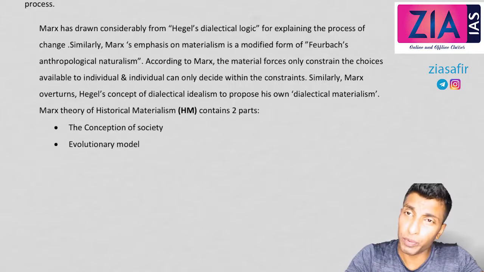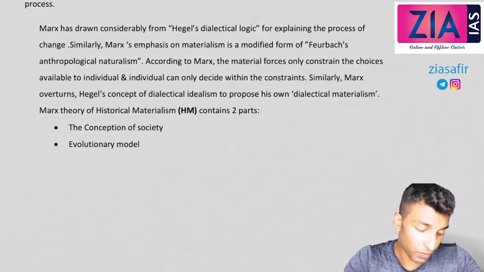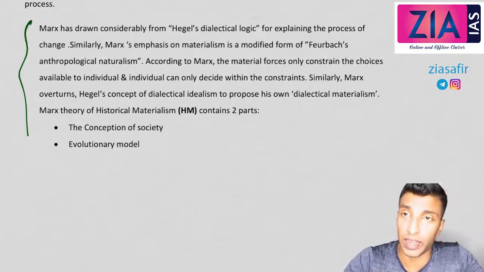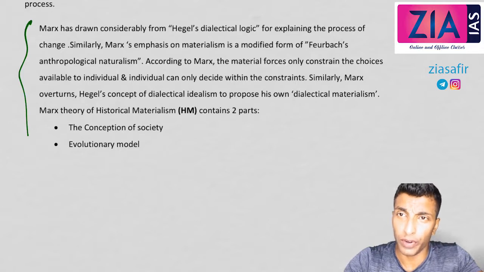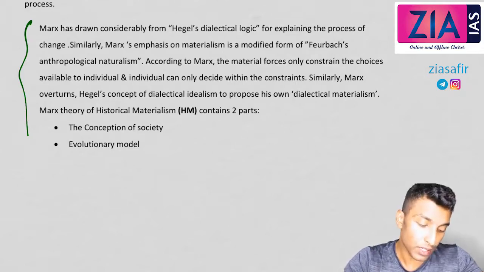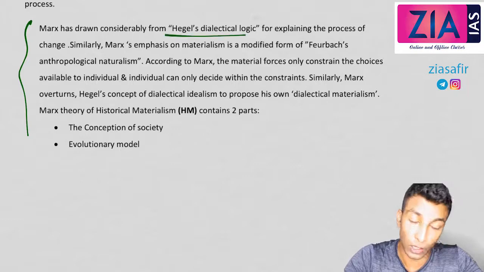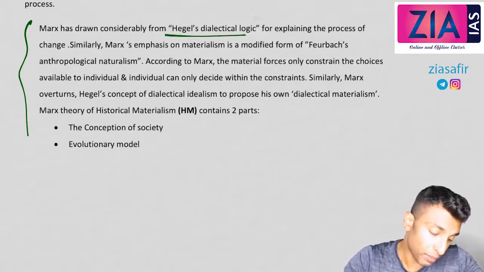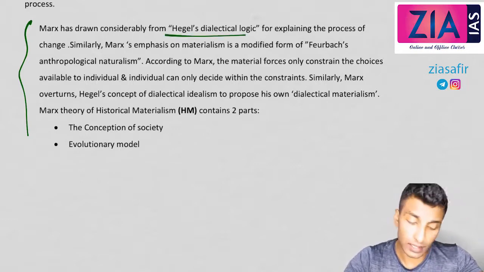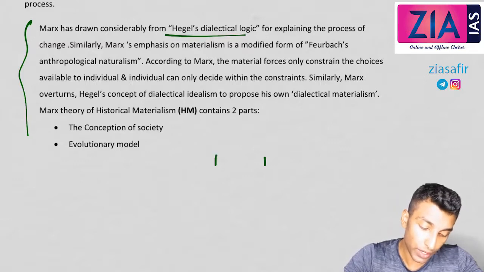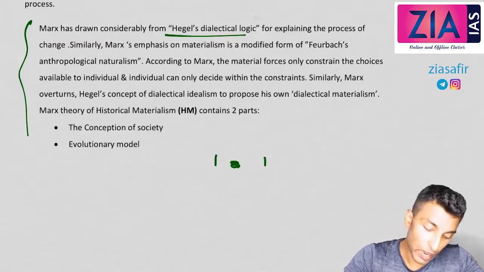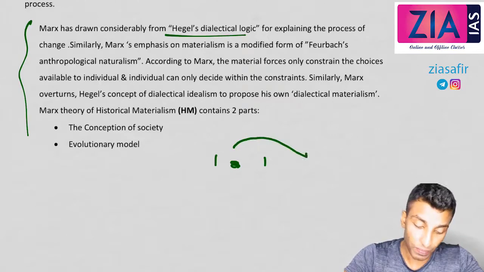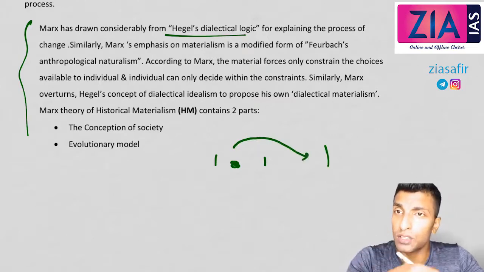Now, I hope you won't face any problem with the first paragraph. Now we will move on to some other important areas only for your understanding. Marx has drawn considerably from Hegel's dialectic logic, okay, for explaining the process of change. See, dialectic logic is like this. For example, this is a society, and here some contradictions are there. These contradictions will result in a new society, because when this contradiction is there, some new ideas will be developed to solve the contradictions.